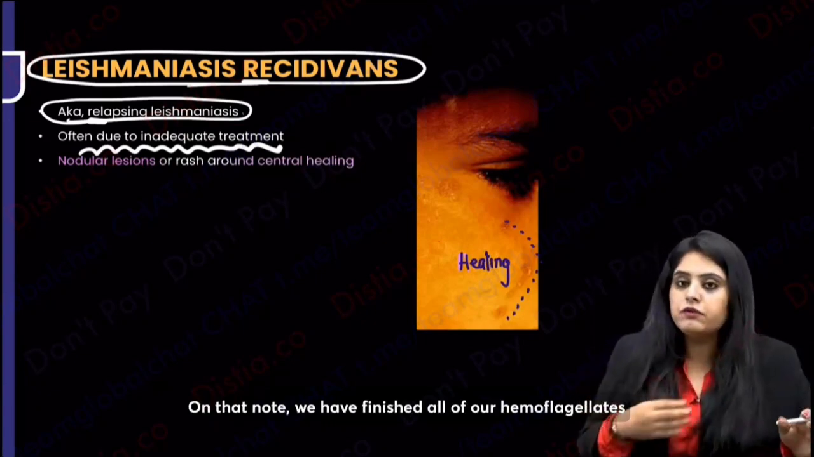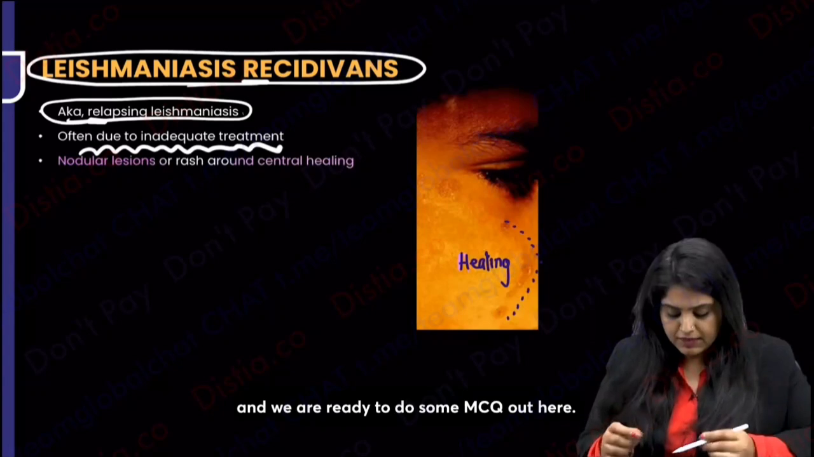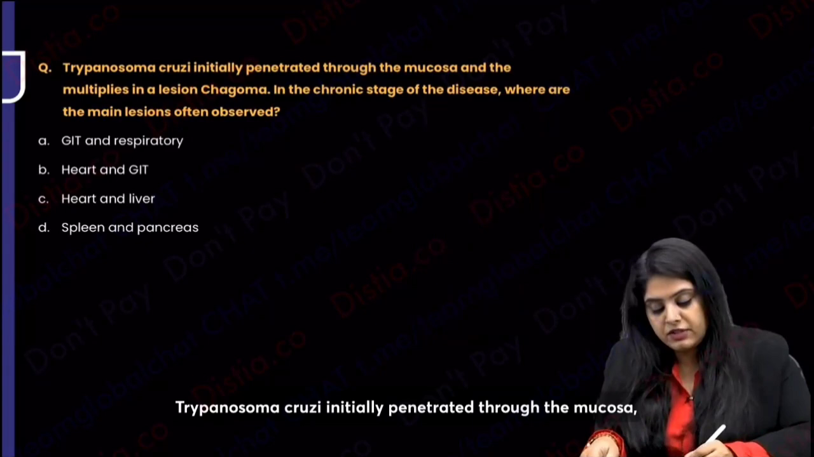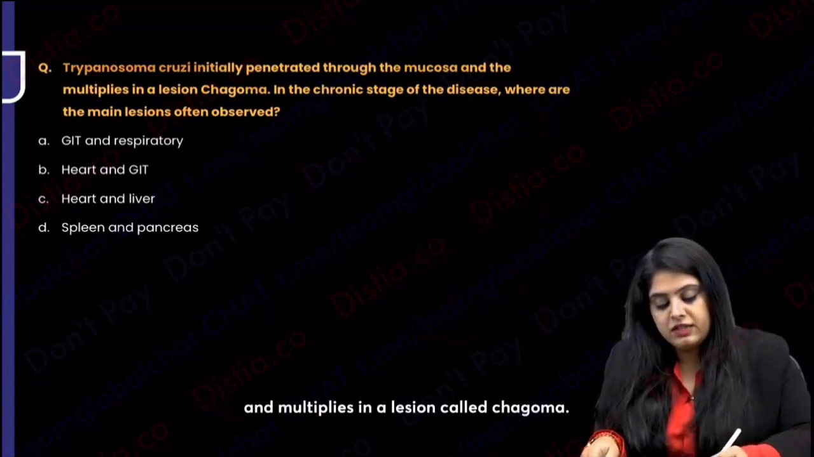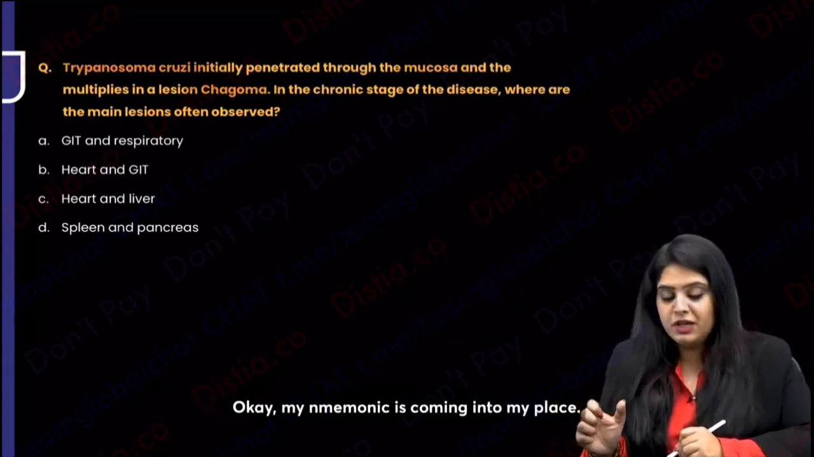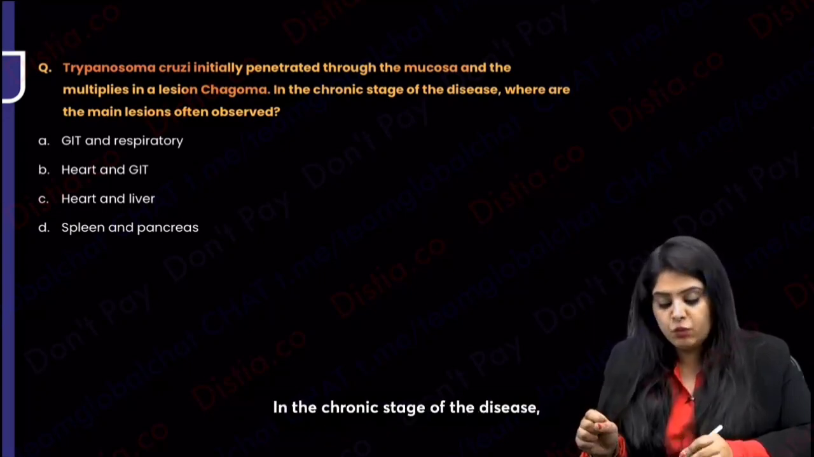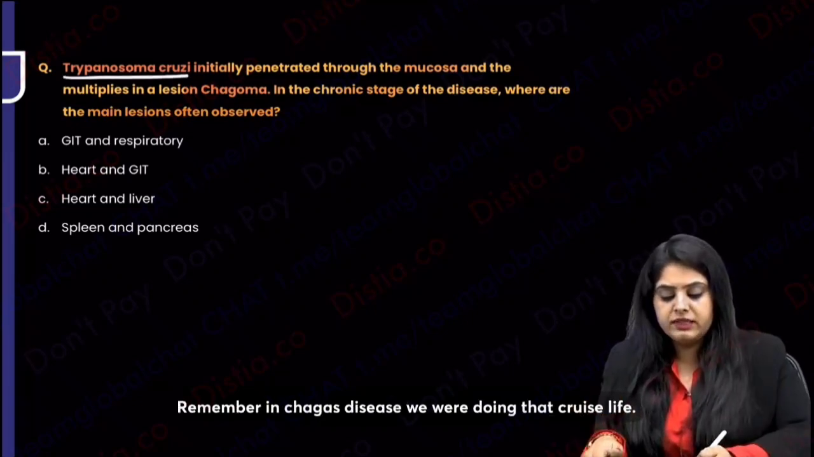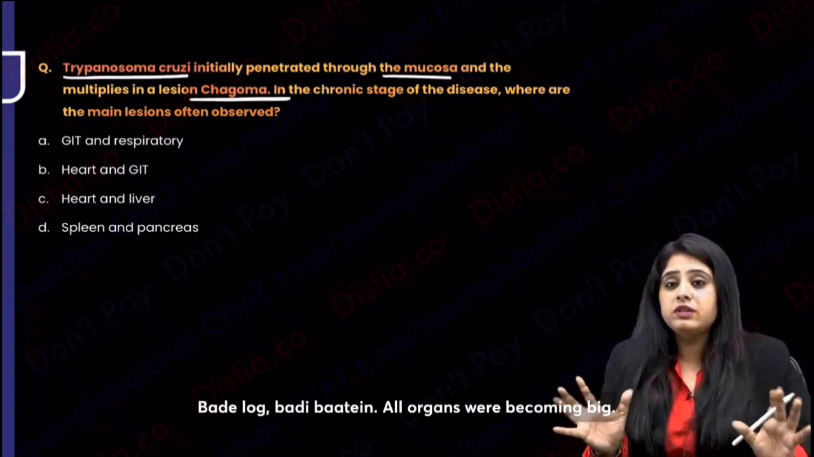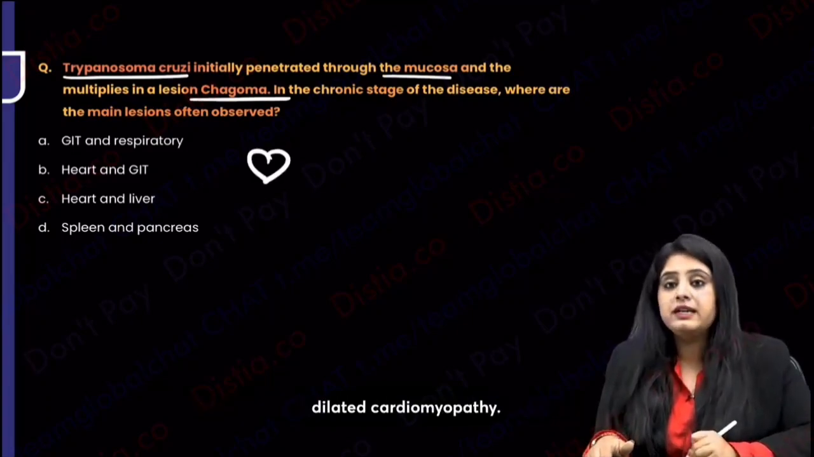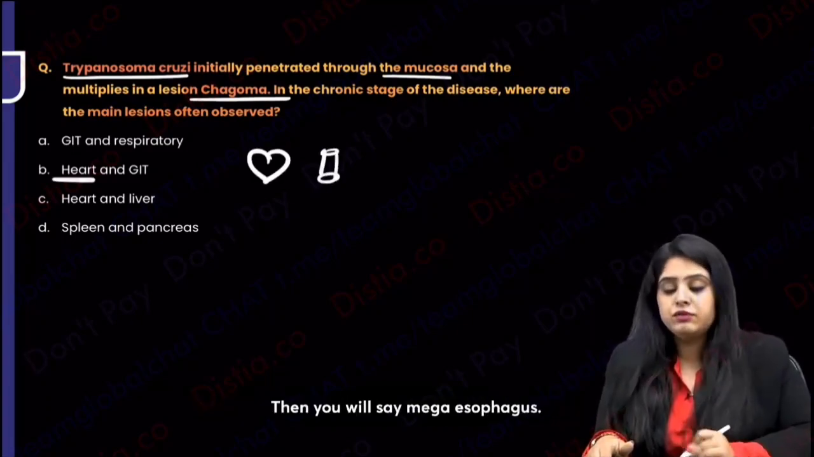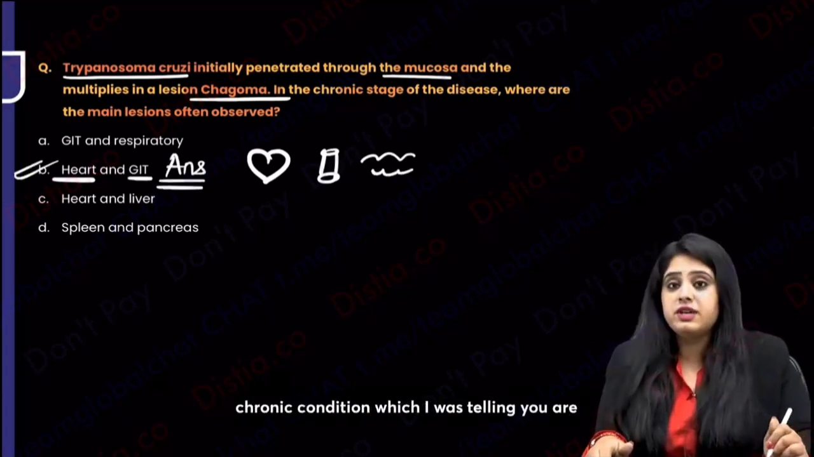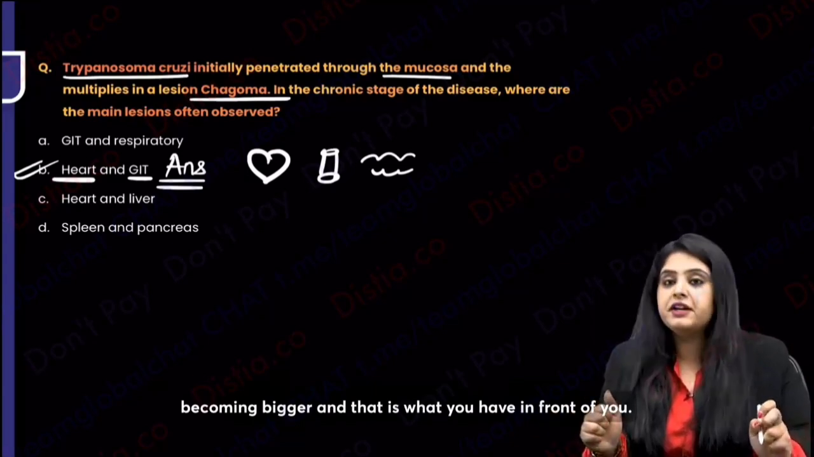On that note, we have finished all of our hemoflagellates and we are ready to do some MCQs out here. So first one that you have to pick up is this. Trypanosoma cruzi initially penetrates through the mucosa and multiplies in a lesion called chagoma. Okay, my mnemonic is coming into play. In the chronic stage of the disease, what are the main lesions often observed? Remember in Chagas disease, we were doing that cruise life. Big people, big things, all organs were becoming big. I told you that the heart will show you dilated cardiomyopathy. Then you will see megaesophagus, you will see megacolon. So the heart and GIT were the two organs in the chronic condition which were becoming bigger. And that is what you have in front of you.